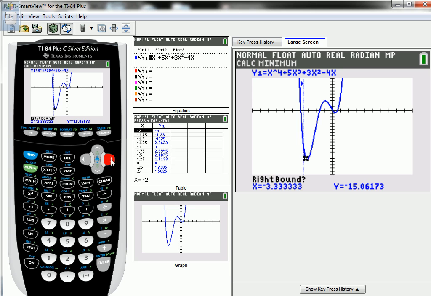Okay, so let's go right now because it's prompting us for a right boundary. And we'll hit enter over here. So now, you can always check to see if you're doing it right. Your arrows should be pointing towards each other. And right in the middle of them should be your min. And then we always hit enter for guess. And now this is our min.